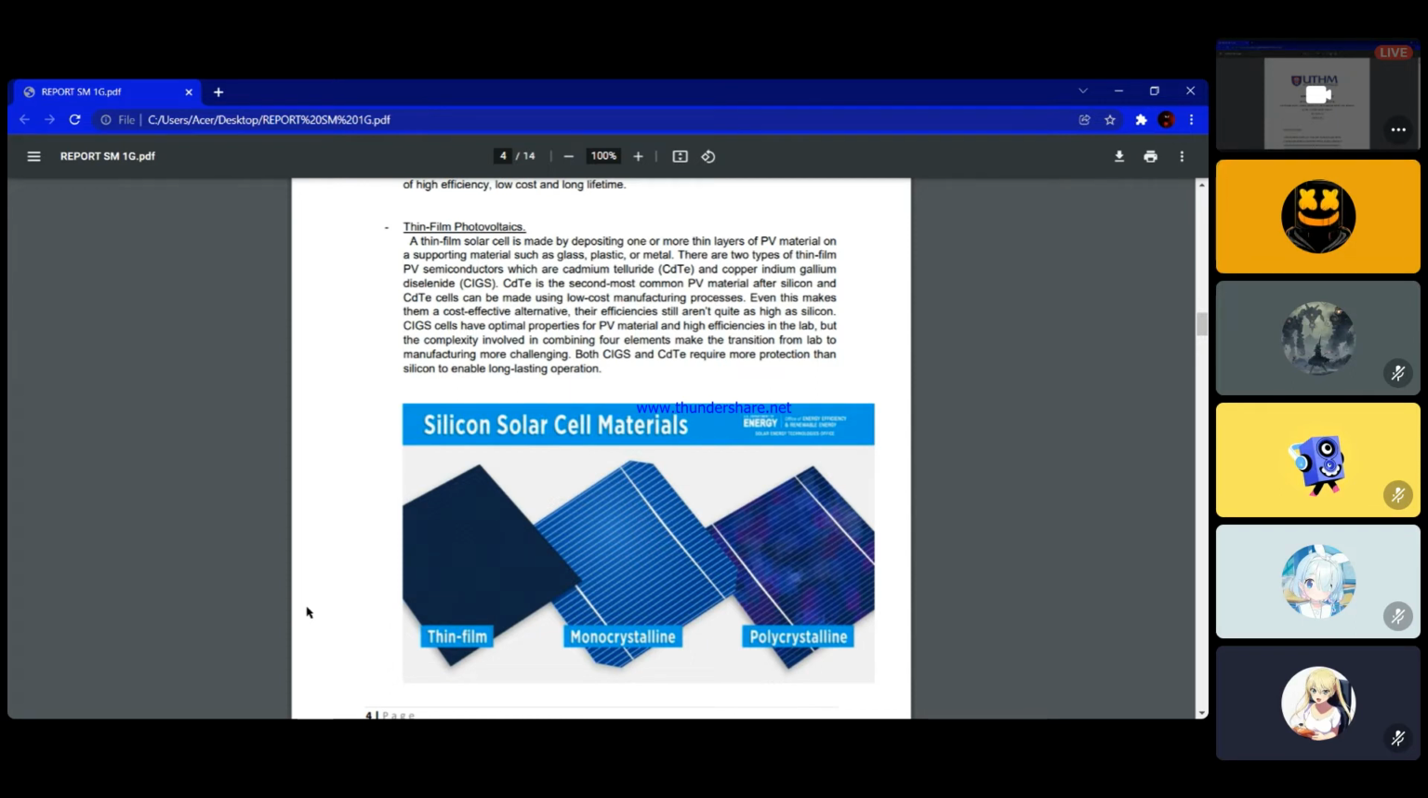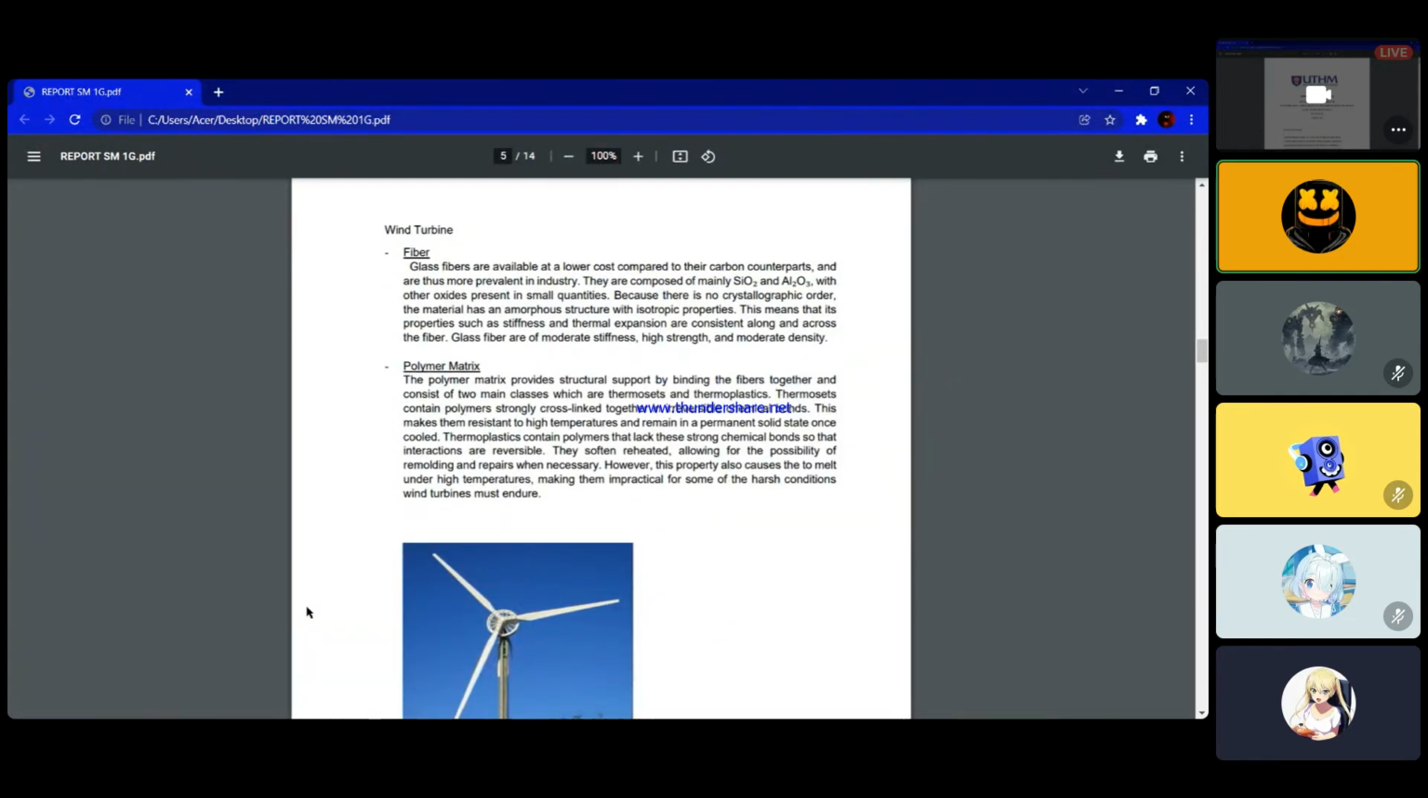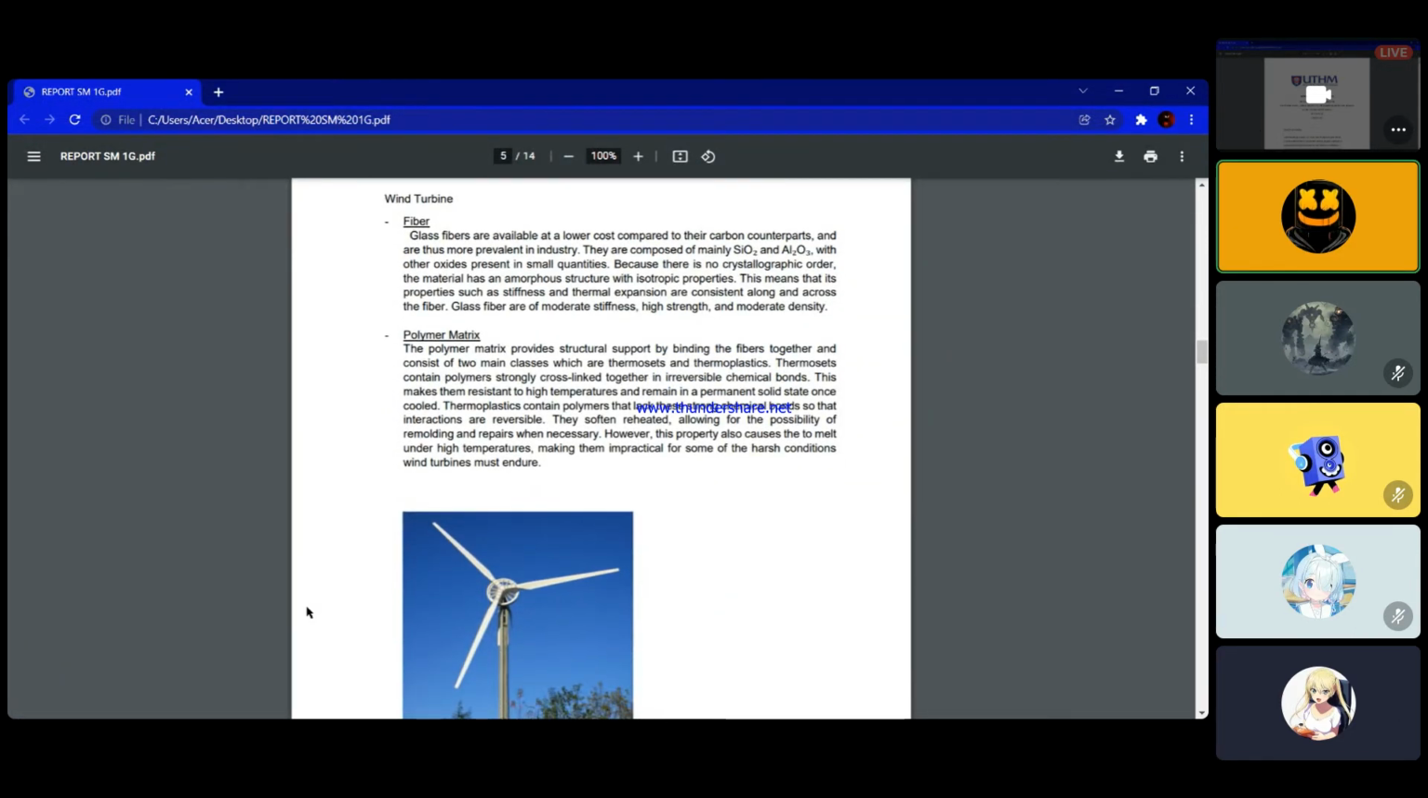CIGS cells have optimal properties for PV material and high efficiencies in the lab, but the complexity involved in combining four elements makes the transition from lab to manufacturing more challenging. Both CIGS and CdTe require more protection than silicon to enable long-lasting operation. For wind turbines, we can use fiber and polymer matrix.